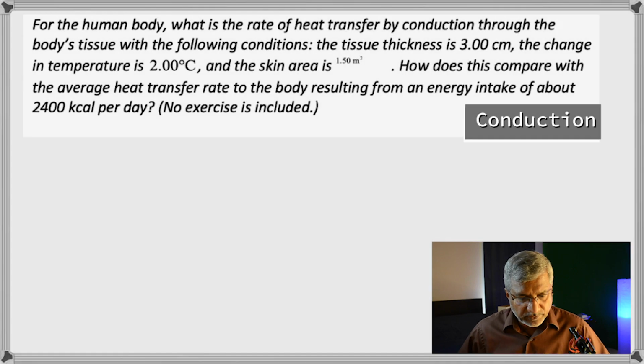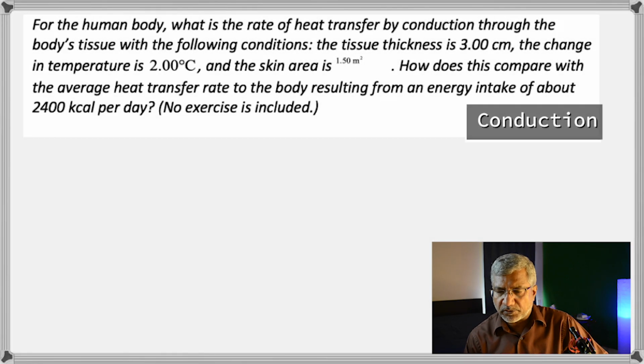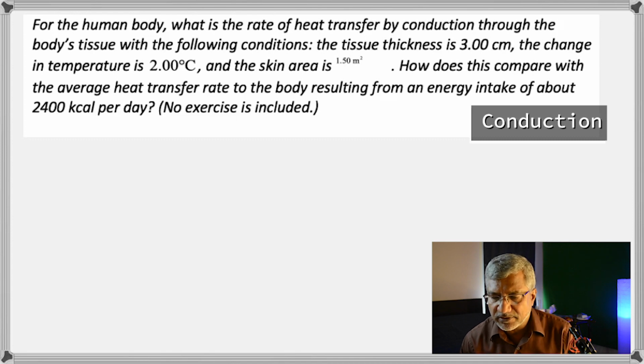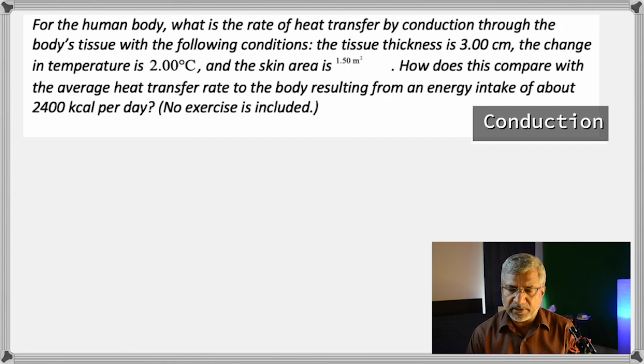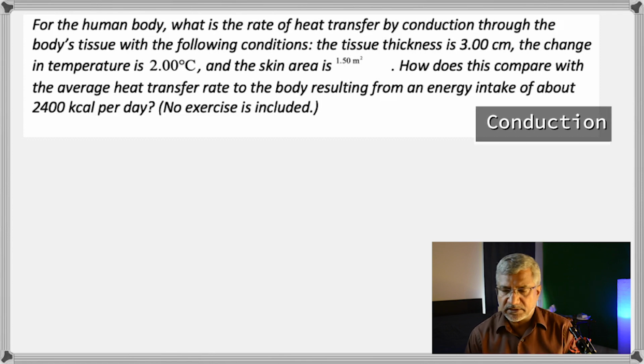All right, so here we have question number 8. For the human body, what is the rate of heat transfer by conduction through the body's tissue with the following conditions? The tissue thickness is 3 centimeter. The change in temperature is 2 degrees Celsius. The skin area is 1.50 meter squared. How does this compare with the average heat transfer rate to the body resulting from an energy intake of about 2,400 kilocalories per day? No exercise is included.